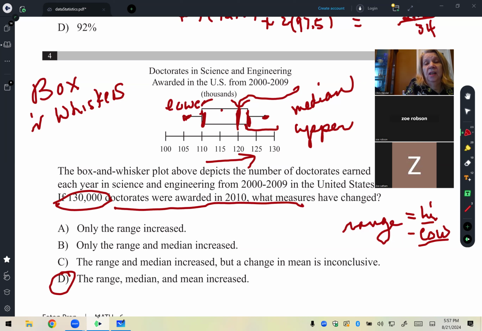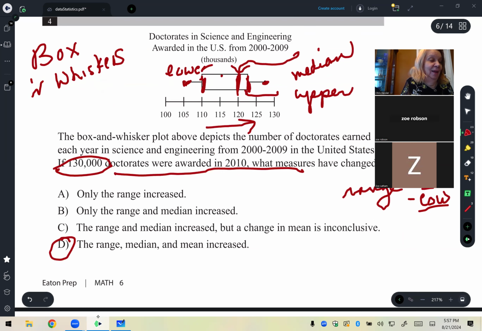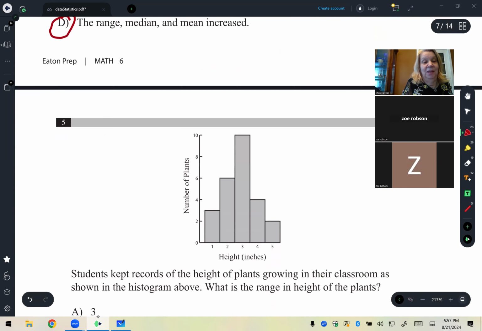So have you girls seen these plots before, Zoe Latham? A while ago. Yeah. Zoe Robson? Definitely. She says, oh yeah, that's right. PTSD from AP stat. She has PTSD.